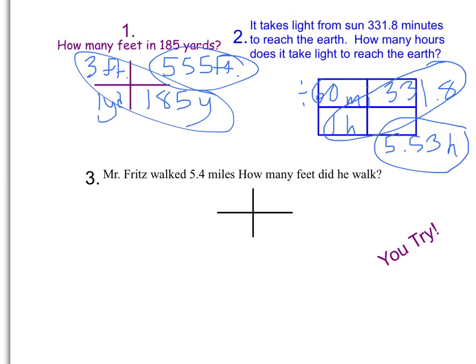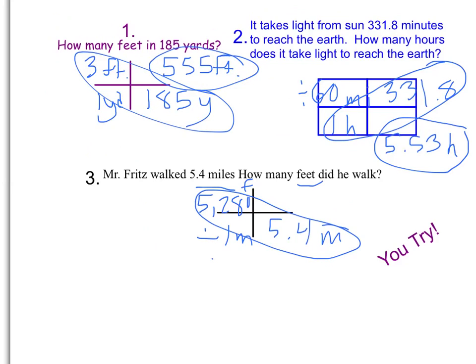And the last one, Mr. Fritz walked 5.4 miles. How many feet did he walk? So I'm looking for feet and miles. There are 5,280 feet in 1 mile. If I have 5.4 miles, I'm going to put that on the bottom. Crisscross multiply, divide by the lonely guy. So I'm taking 5.4 times 5,280. And I get 28,512 feet.